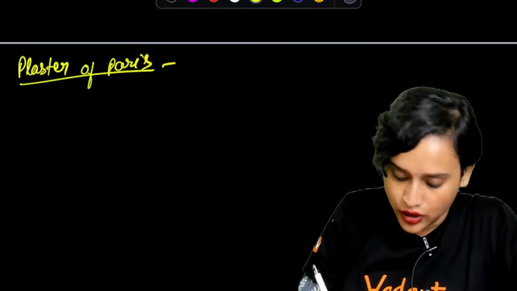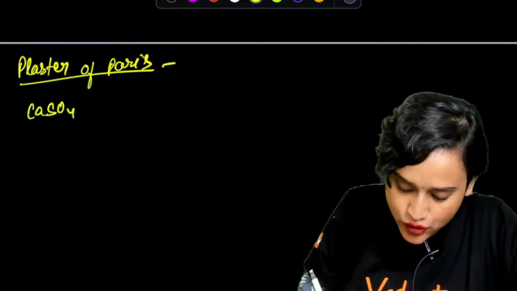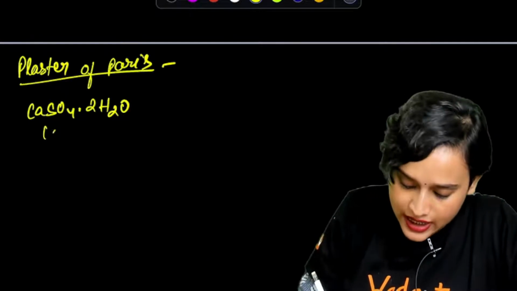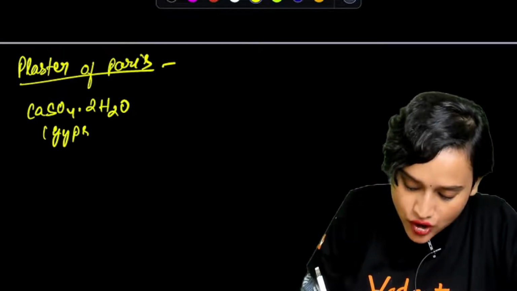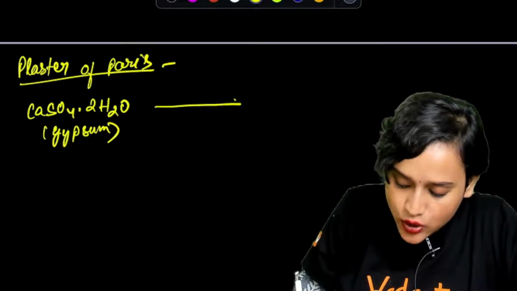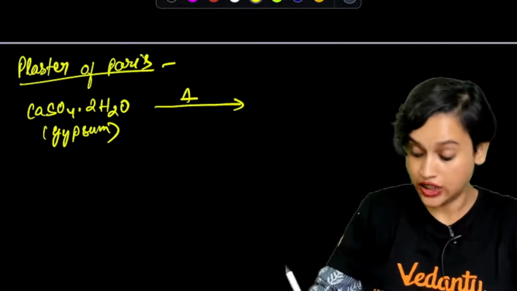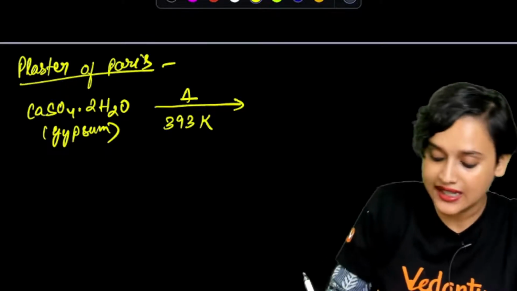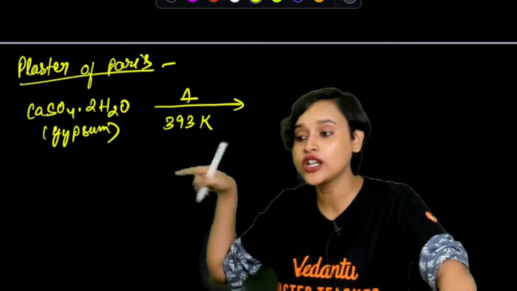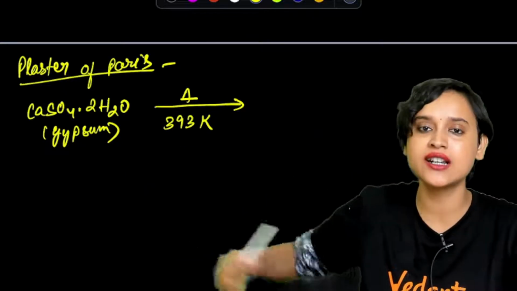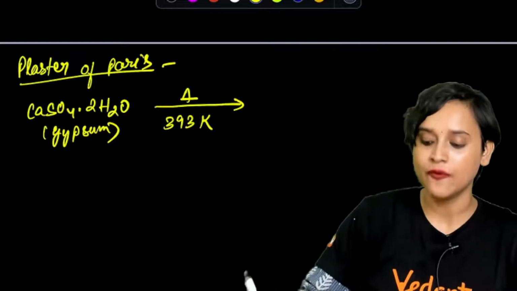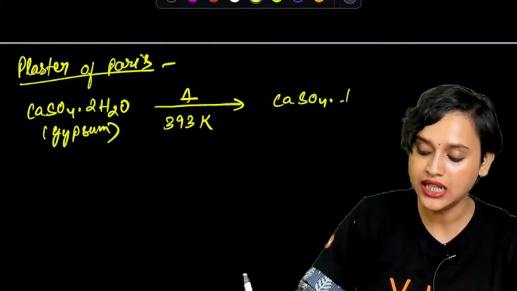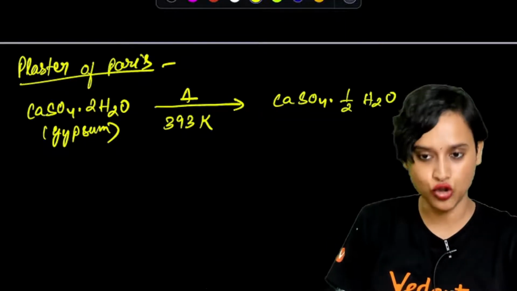First of all, the first one is CaSO4.2H2O. What is this? This is called gypsum. When you heat gypsum at 393 Kelvin, 1.5 water molecules of crystallization fly away, and that is when you get calcium sulfate hemihydrate, that is CaSO4.½H2O.